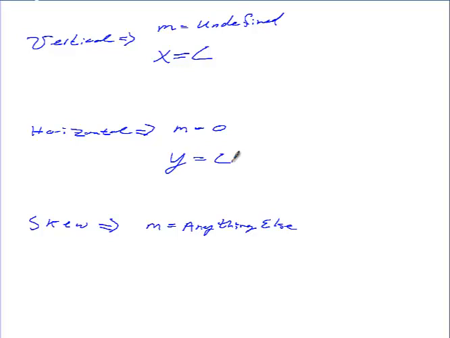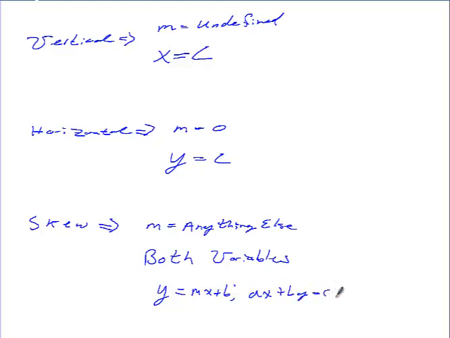Okay, skew lines are when both variables are there. So both variables. So that could be y equals mx plus b, or ax plus by equals c. Okay? So if you see 2 variables, your line cannot be vertical or horizontal. It has to be something else. Everybody okay with that? Yes, no?